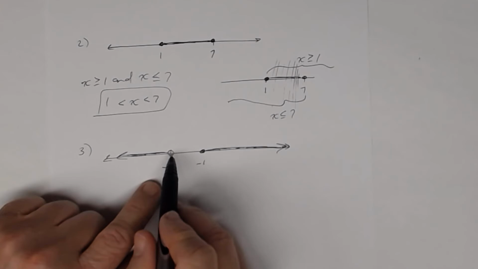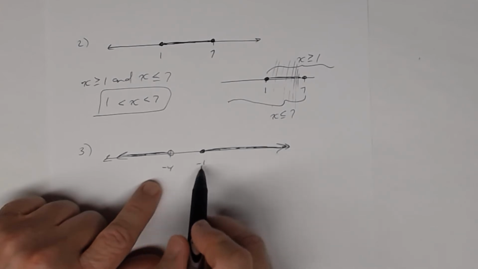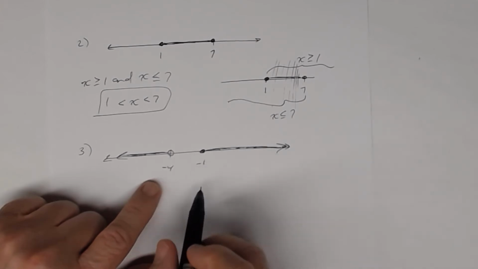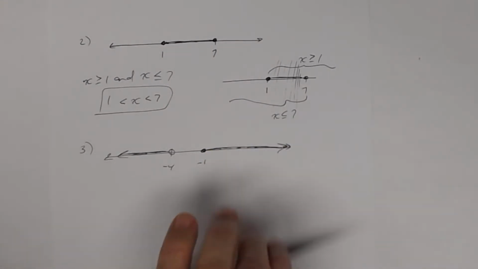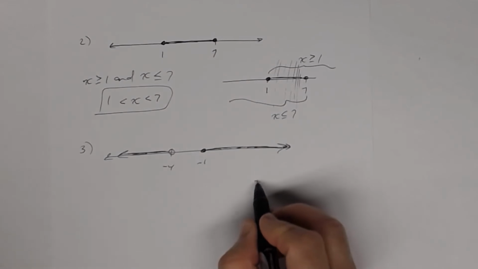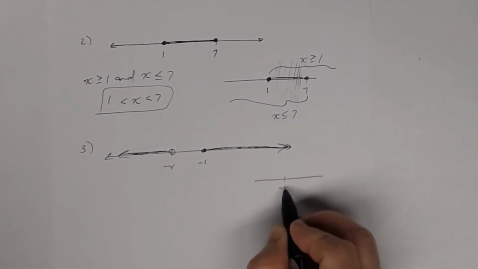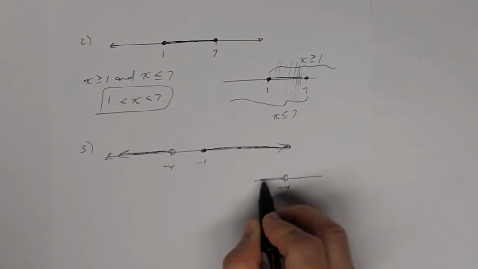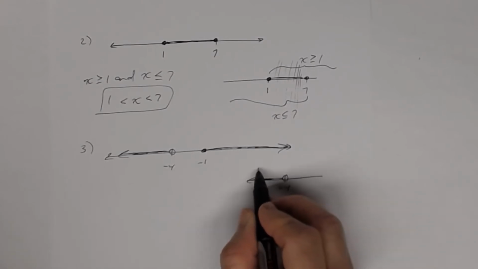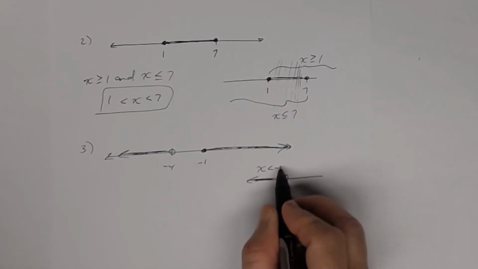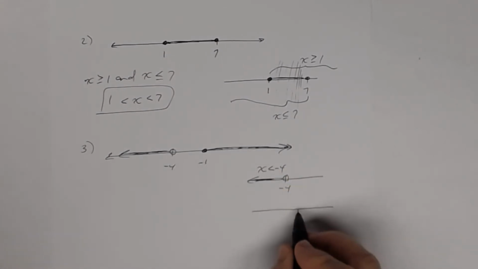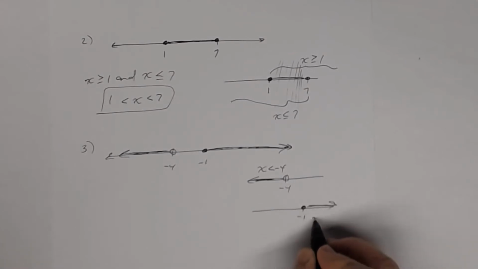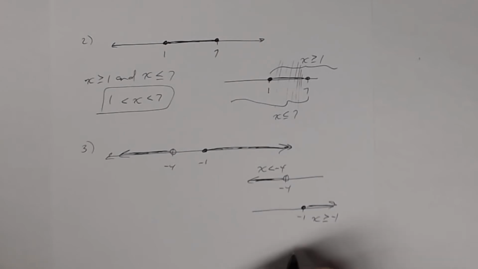So -4 is not a solution. -1 is a solution. Okay? All right, now I want you to think about this. If I look at this in two separate graphs, let's just think about this for a moment. So I have -4, open circle, going to the left, and remember this means right here that x is less than -4, right? And then if I look at that other part of the graph right here, -1, closed circle, going to the right, remember that means x is greater than or equal to -1.